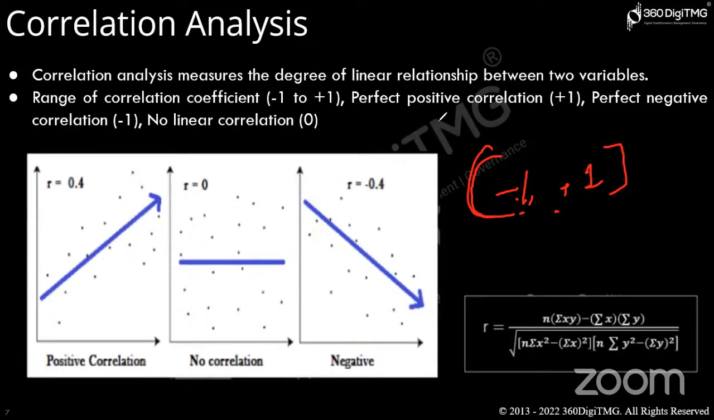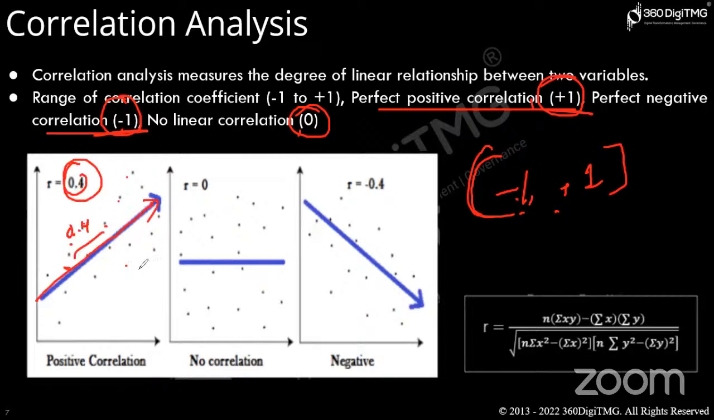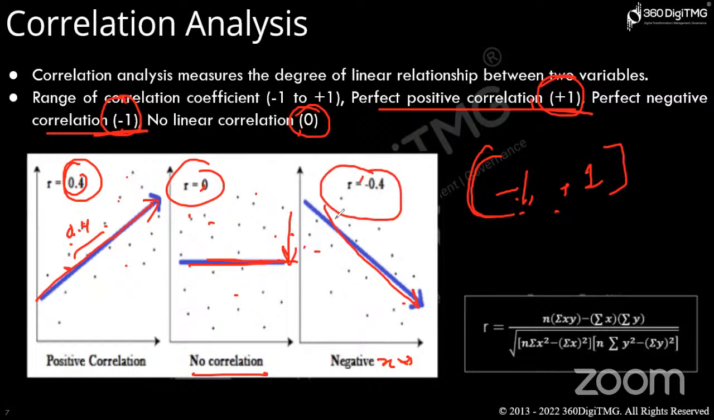When you have perfect positive correlation, it is taken as +1. If it is perfect negative correlation, we take it as -1, and if there is no correlation, it is considered as 0. Here you can see the data points are actual, and this is the predicted line. In that case we have a correlation of about 0.4. Here we don't have any correlation, no data point is present on the regression line, so it is considered as 0. That is no correlation. Here you can see negative correlation. As X is increasing, Y is decreasing, so we take it as negative correlation.